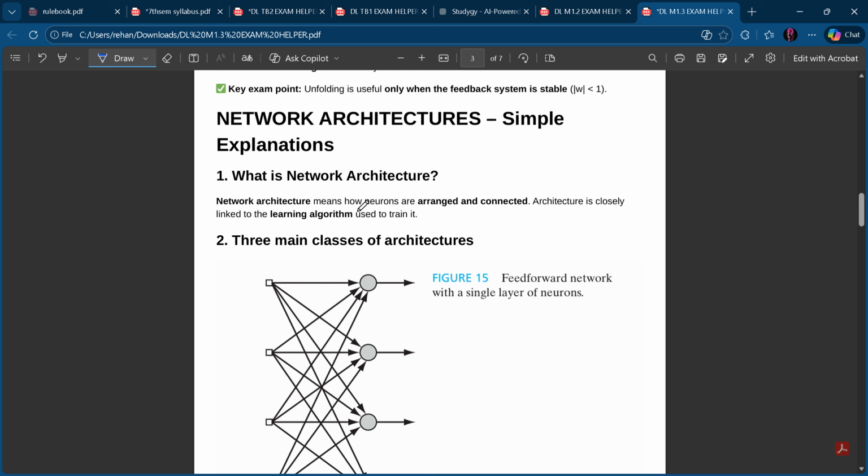Then the next video is about network architecture. It's very simple: feed forward with a single layer of neurons, then multi layer, etc. We'll see that in the next video.